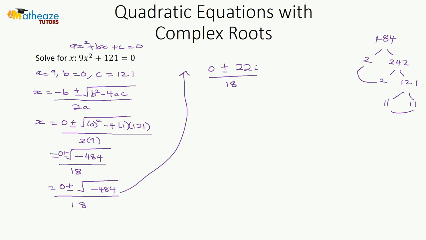over 18. We can divide both by 2 because they're even numbers. It's going to give us plus or minus 11i over 9. So x is equal to 11i over 9, or negative 11i over 9. So this is how we use the quadratic formula to derive complex roots of quadratic equations.